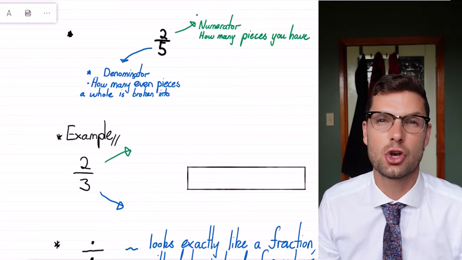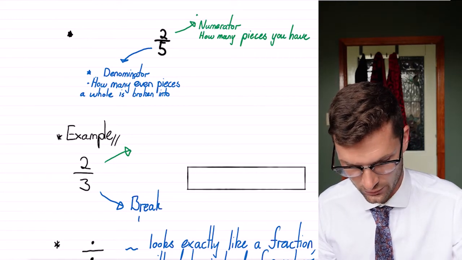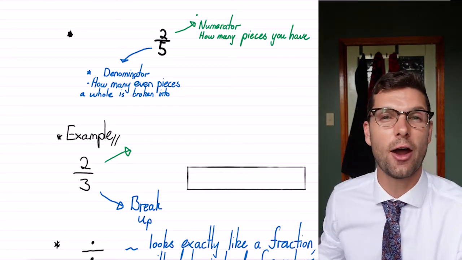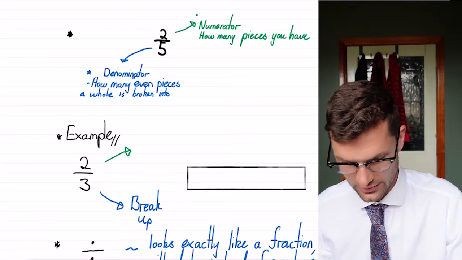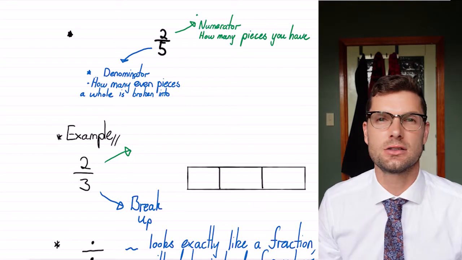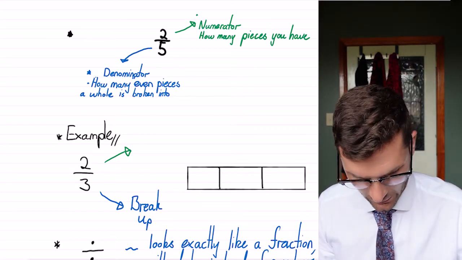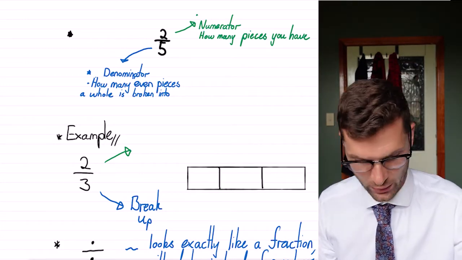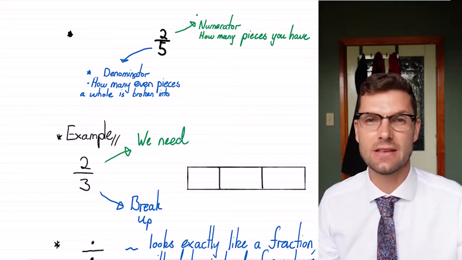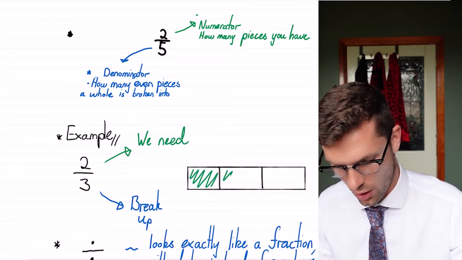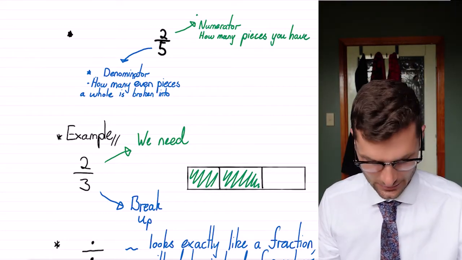So in this example, we've got 2 over 3. The denominator tells us how it's broken up. So my whole rectangle has to be broken up into 3 pieces, or into thirds. So that's all we need to do for the denominator. It's the size of the pieces that matters. The numerator up the top is how many we need to look for. So this is what we need. So in this example, we obviously need 2 of the thirds that we've made. Okay, and that's how we get to our answer.